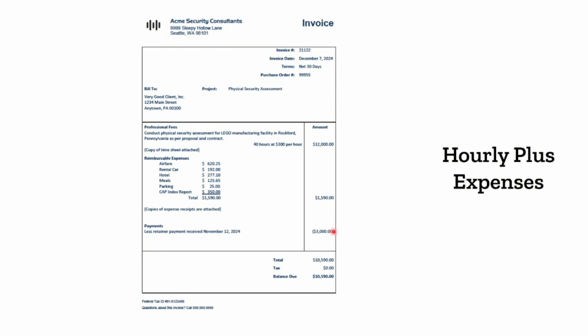Invoice total. To arrive at the invoice total, the professional fees of $12,000 are added to the $1,590 in expenses, and the $3,000 retainer payment is deducted from this amount. Tax, if any, is added to arrive at the balance due. In this case, there is no tax, so the total balance due is $10,590.